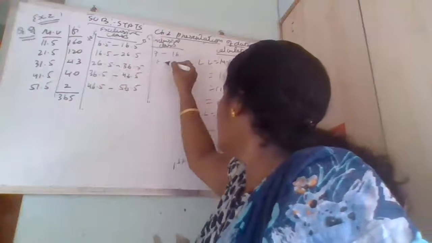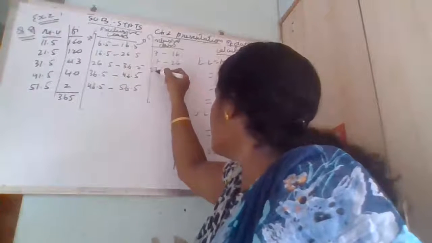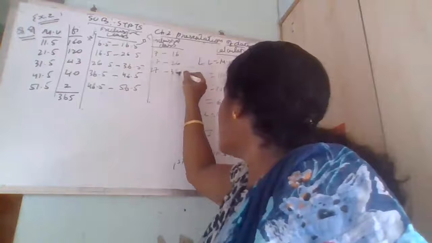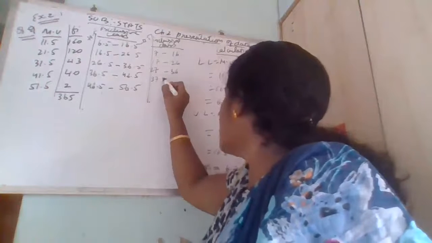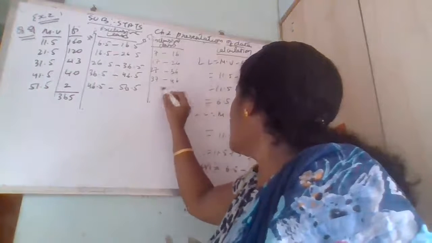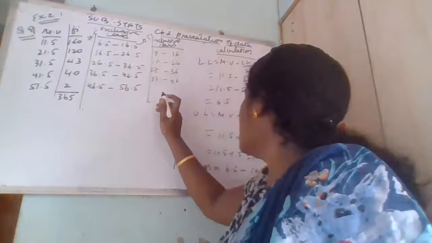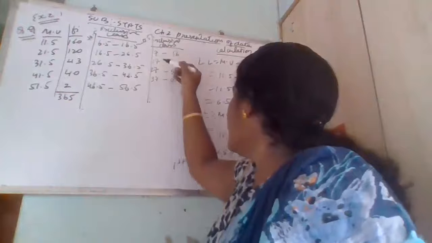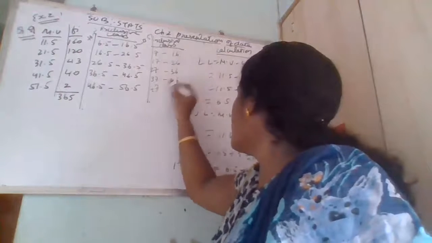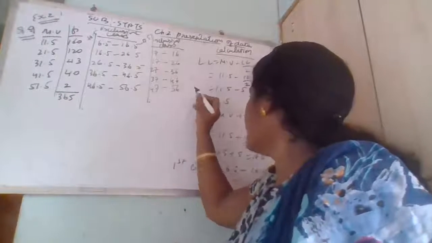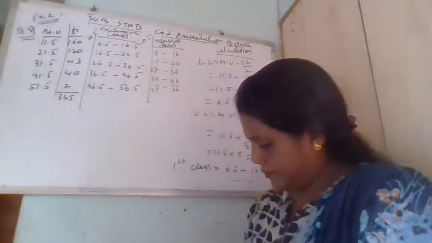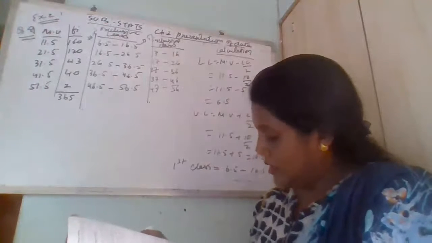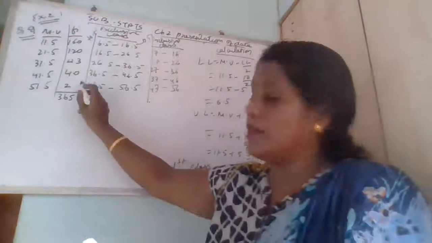Then 17 to 26, 27 to 36, 37 to 46. So 7, 17, 27, 37, 47. Right? So this is your answer. And what is your frequency? Frequency will be the same only. This will be your frequency.